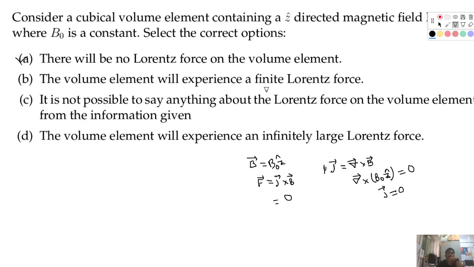And now, the volume element will experience a finite Lorentz force. That's not possible. Now, it is not possible to say anything about the Lorentz force on the volume element from the information. Okay, that's not right. And will experience an infinitely large Lorentz force. That's also not a correct answer. So A is your correct answer. And okay.